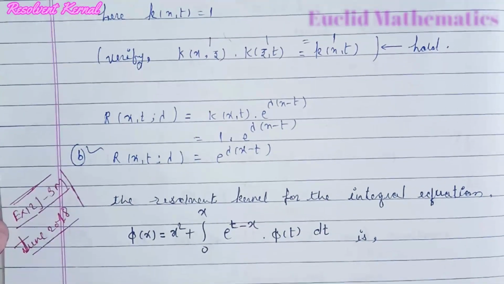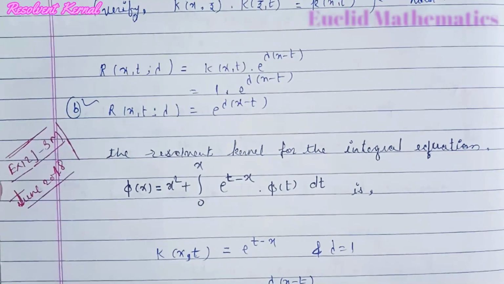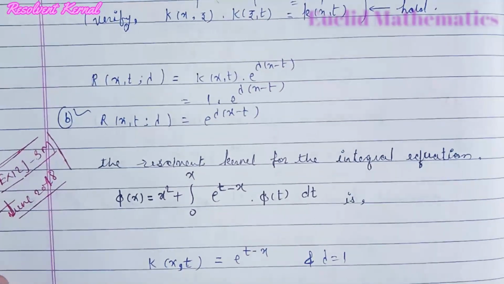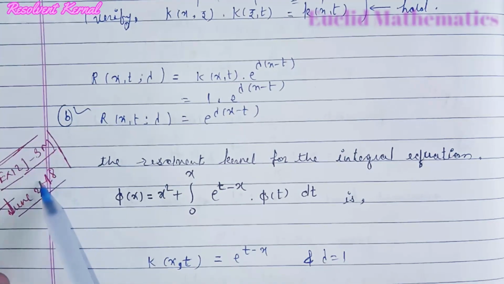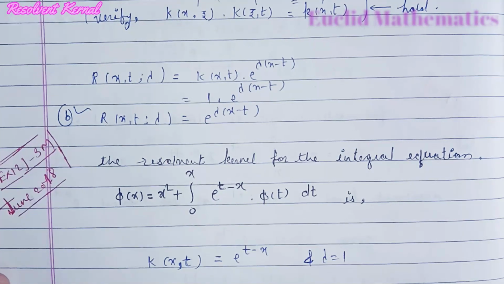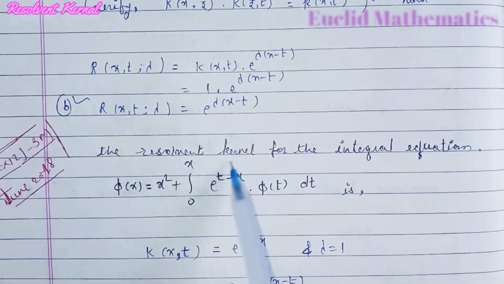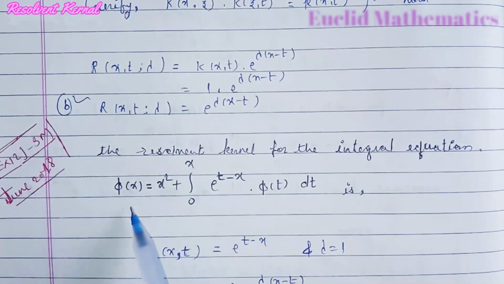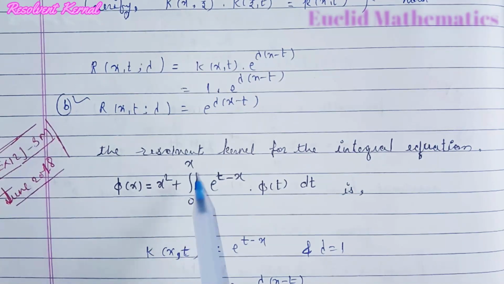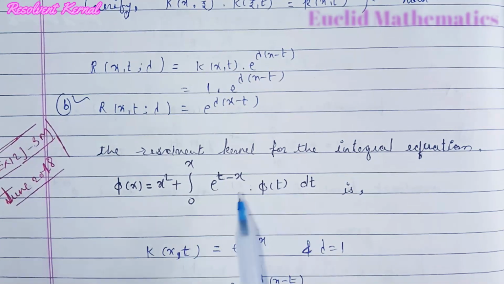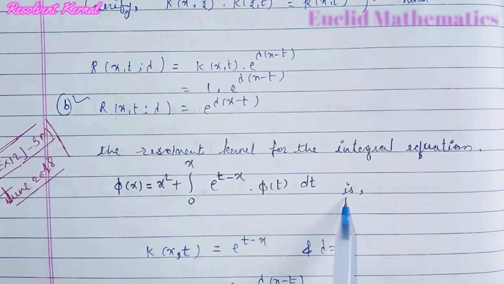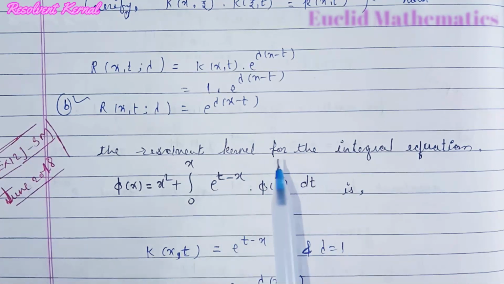I have here the next example, which was asked in June 2018, example number 12, for 3 marks. It's a very easy question, we could answer it orally, but let's solve it through our trick. Here our question: the resolvent kernel is given for the integral equation phi of x is equal to x square plus integral from 0 to x of e raised to t minus x phi of t dt. So this is the integral equation, and we want its resolvent kernel R of x, t, lambda.